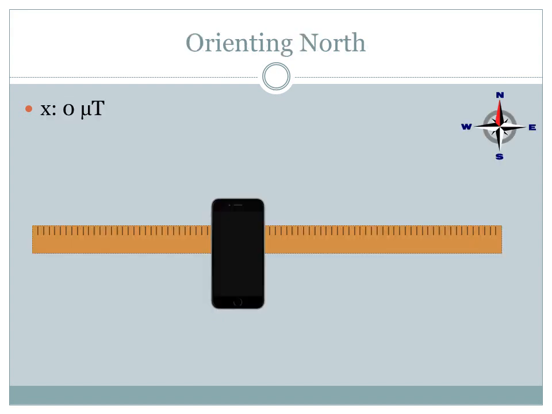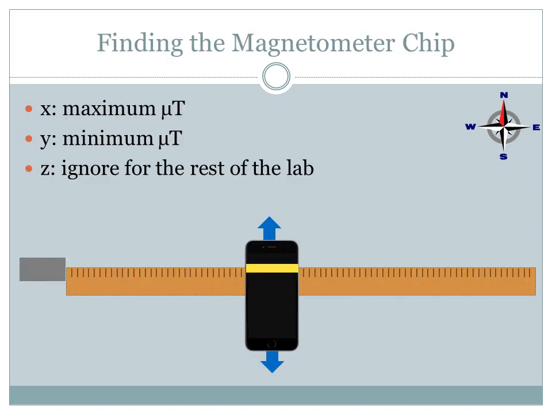I used the app Teslameter on my iPhone and lined up my phone with north by making sure that the X component was 0 microteslas. By placing this north, I put the yardstick underneath to point east and west. To find the magnetometer chip in my phone, I slid the phone up and down along the meter stick until the X component was at a maximum and the Y component was at a minimum. The Z component changed very little, so we will ignore it for the rest of the lab.